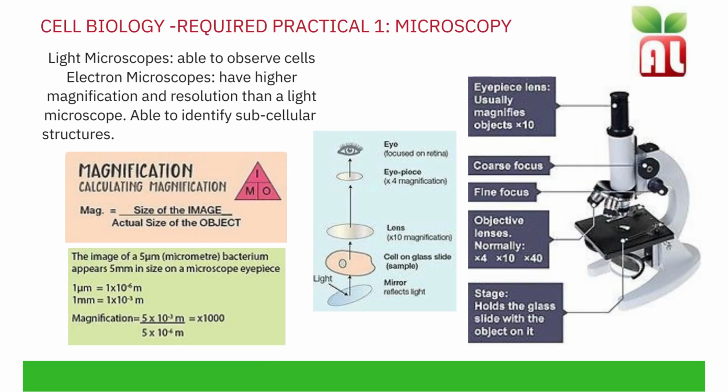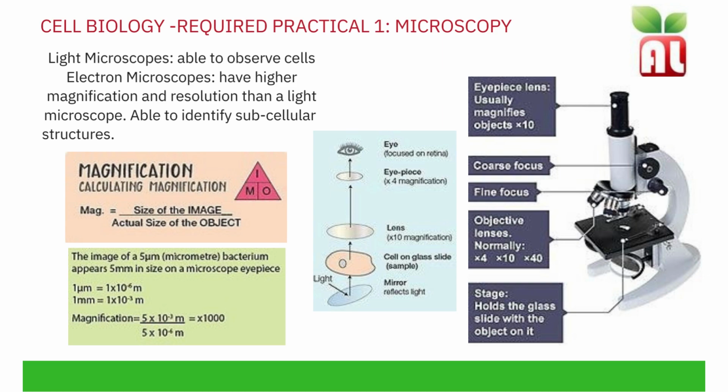Required Practical 1, using microscopes. First, we need to understand the difference between a light microscope and an electron microscope. A light microscope is one which you would use at school, and we are able to observe cells. Using a light microscope, you can also observe the nucleus of a cell.